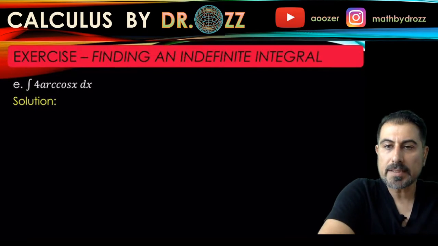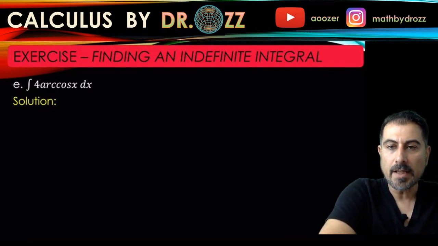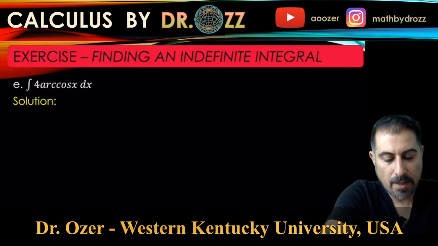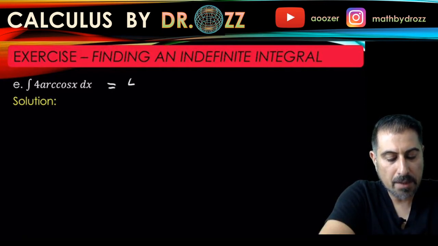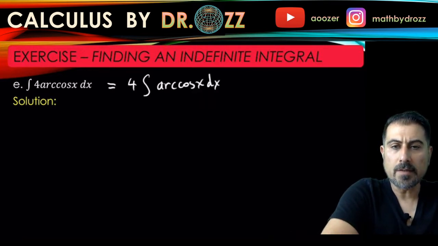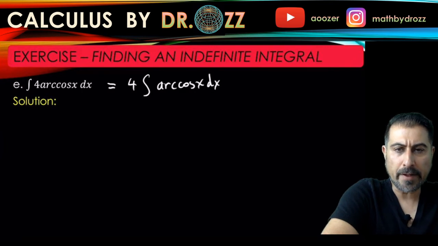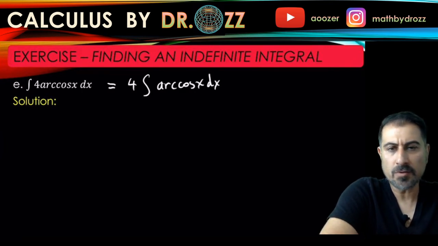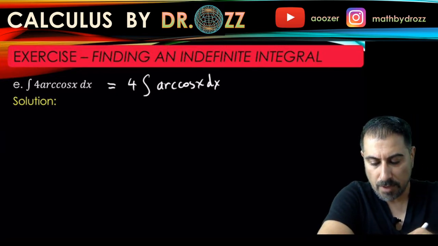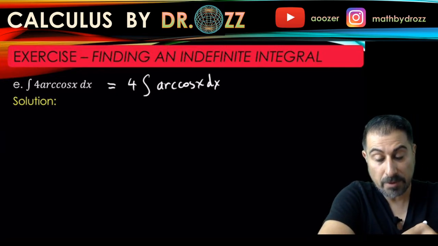All right, so let's continue with part E. We have 4 times arc cosine x dx, and you can always pull out 4. Unfortunately, we don't have a basic integration formula for integrating arc cosine x because it's not one of those elementary functions. In other words, you don't have a direct formula to integrate that.